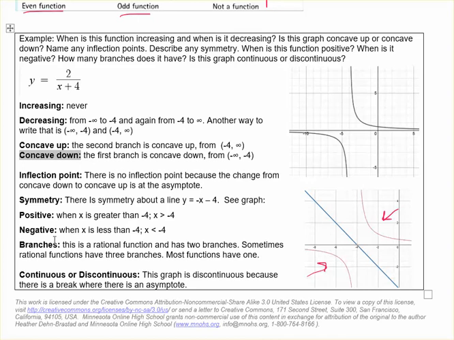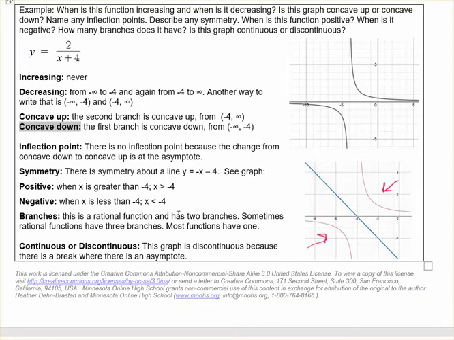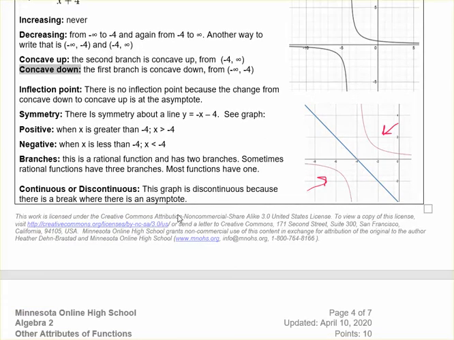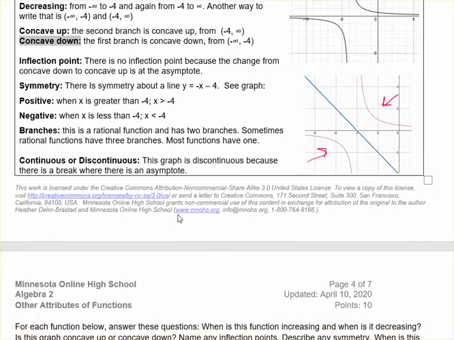And branches just means exactly what you would think. A rational function often has 2 branches like this one does. Some discontinuous or piecewise functions will have more than 1 branch. Rational functions even sometimes have 3 branches. And we can say whether it's continuous or discontinuous. This one's discontinuous because there's a break where there's an asymptote.